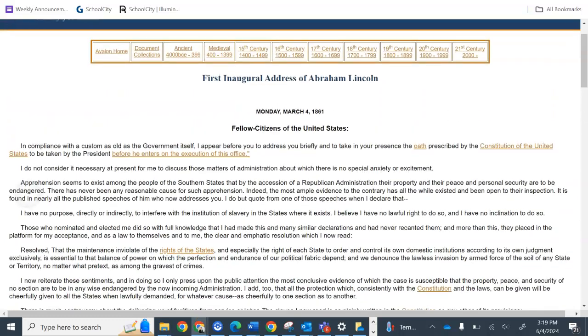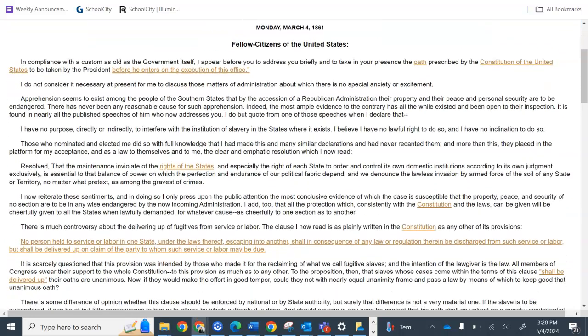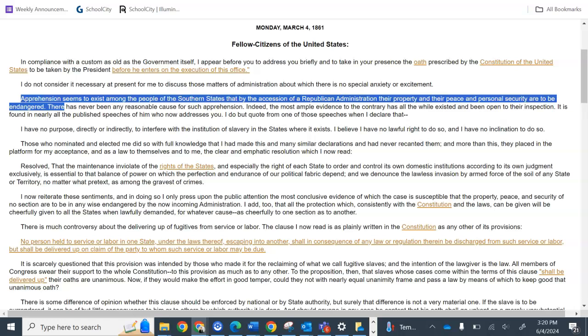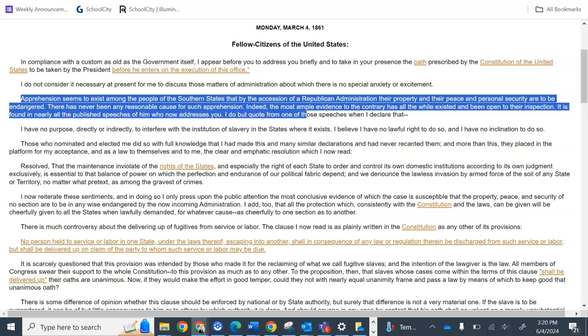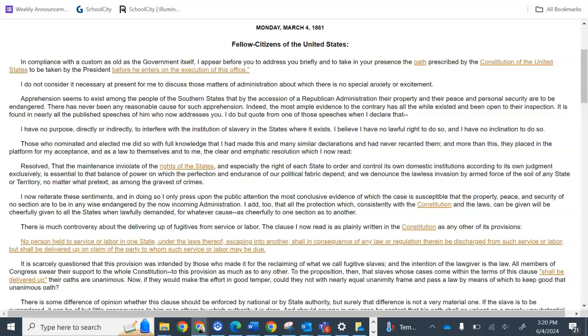Okay, so this is Lincoln's first inaugural speech. So right when he gets put in, March 4th, 1861. He's a new president, and he's saying right at the beginning, apprehension seems to exist among the people of southern states that their property, their peace, their personal security would be endangered. There's never been reasonable cause for such apprehension. So he's basically saying right here, I have no purpose to interfere with the institution of slavery in the states where it exists. So he just didn't want it to spread, but he wasn't trying to end it immediately.